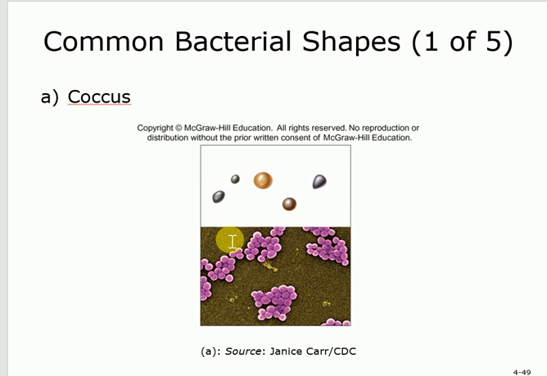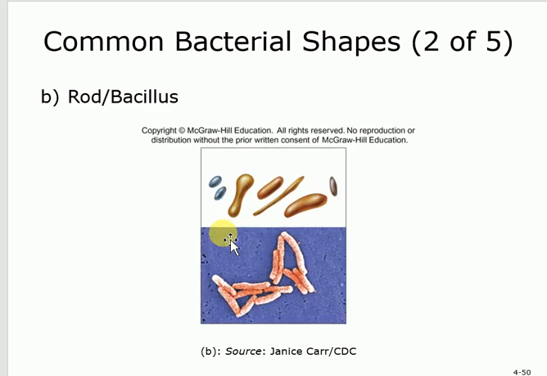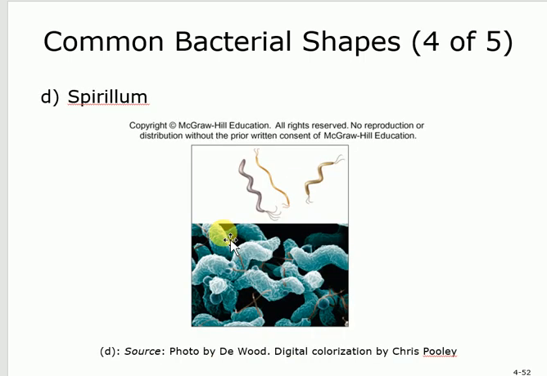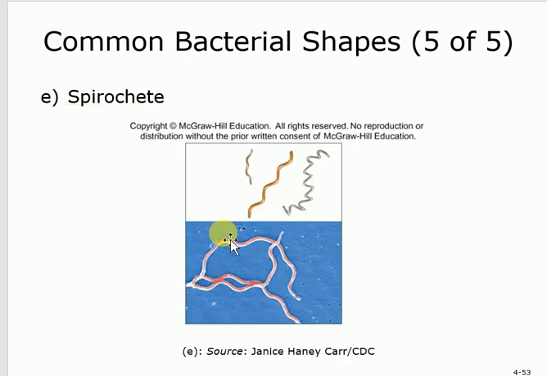So here are the different shapes. This is coccus. Obviously, this is round, spherical shaped. This is rods. This is vibrio. See how it's curved? And this is spirillum. It looks spiral shaped, twisted. Spirochetes is one shape that looks like a spring.